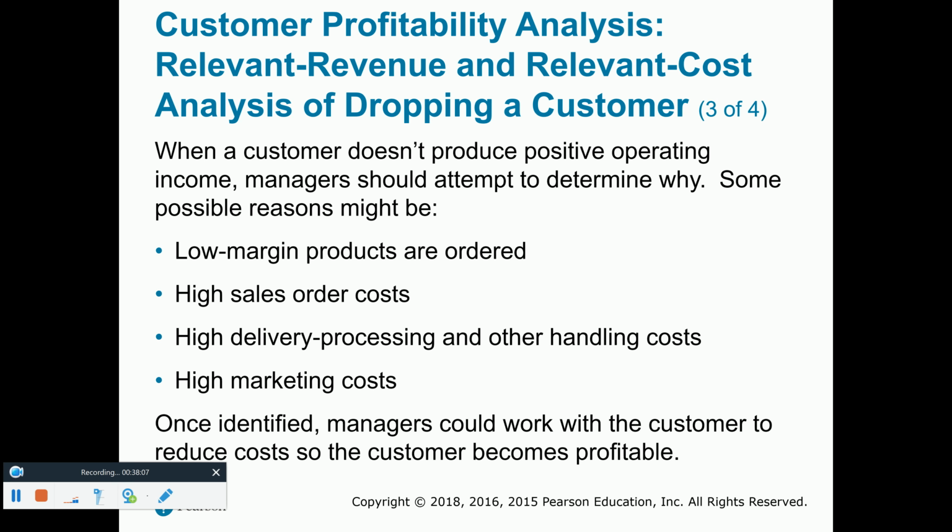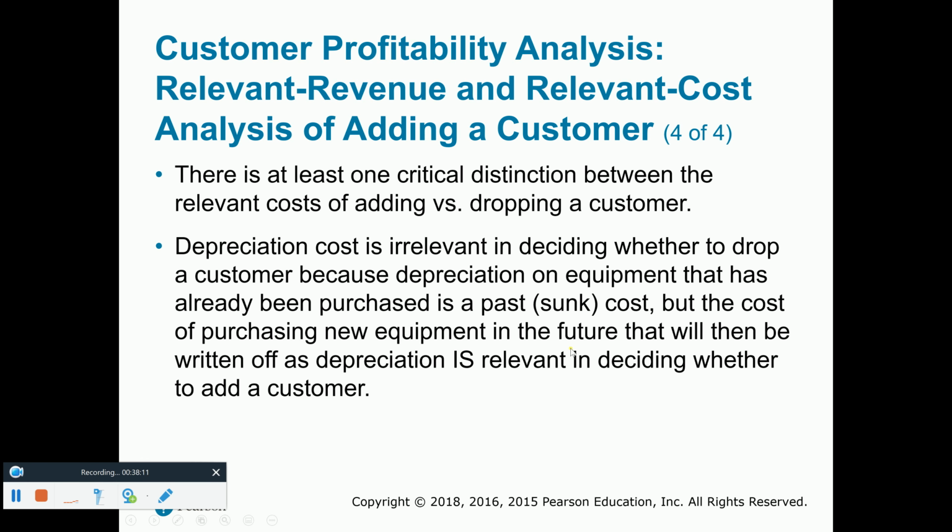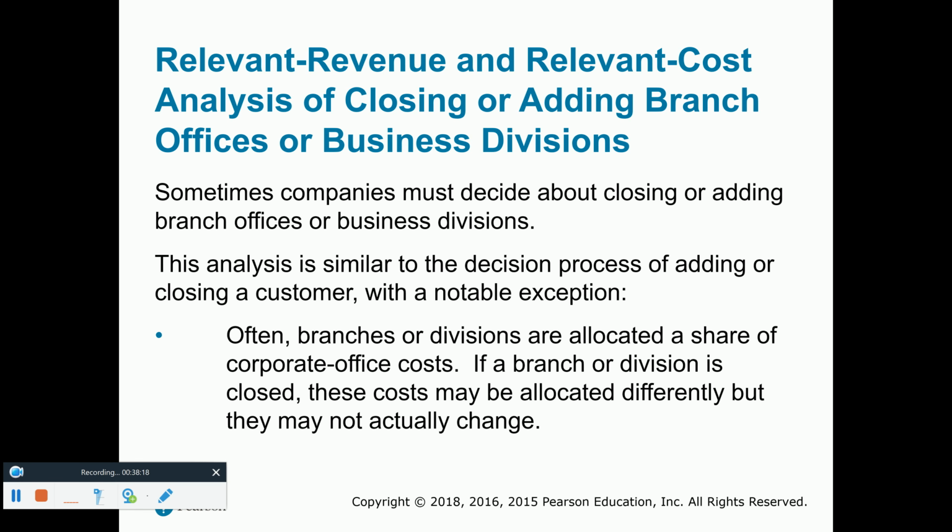So that's basically what we were talking about. We need to be careful of looking at the cost before we decide to add or drop a customer. Same thing with adding or dropping a branch. Same thought process. You have to go through each and every revenue and cost to see which ones are relevant. The ones that are irrelevant, meaning it's going to stay the same whether we drop or add, you don't consider them in the decision.